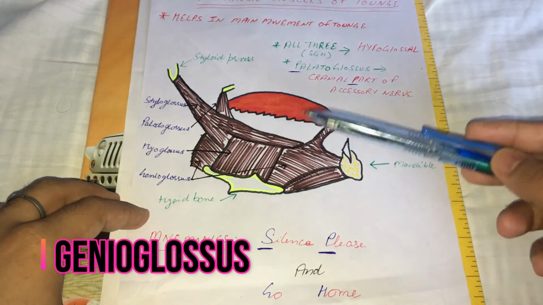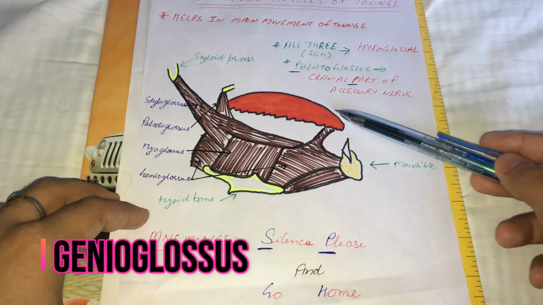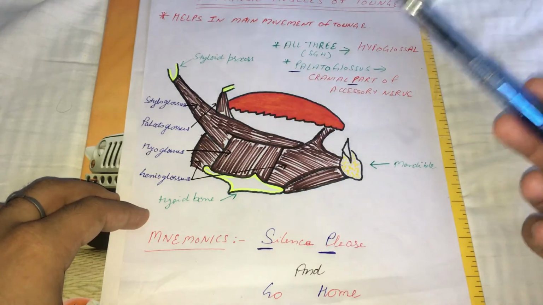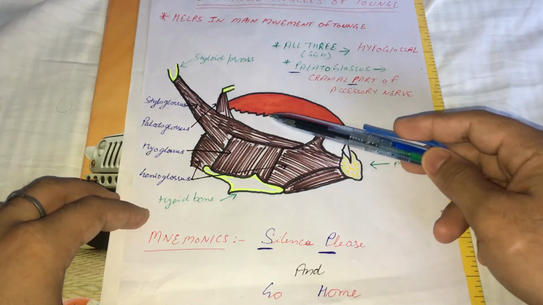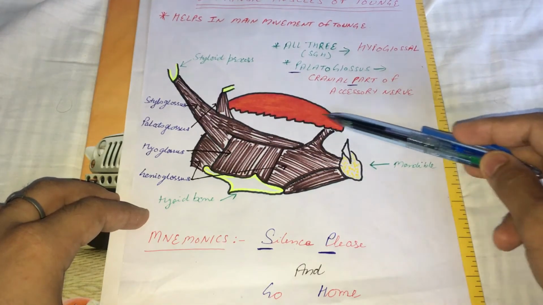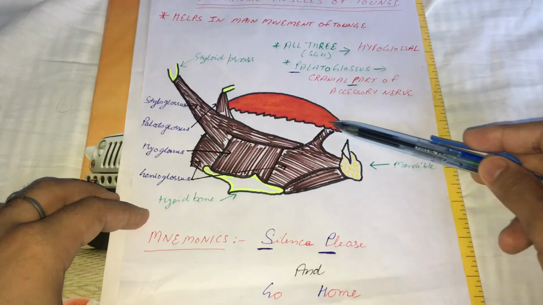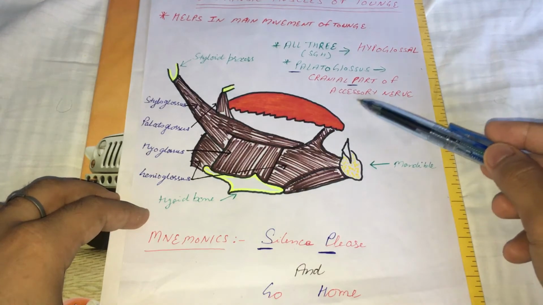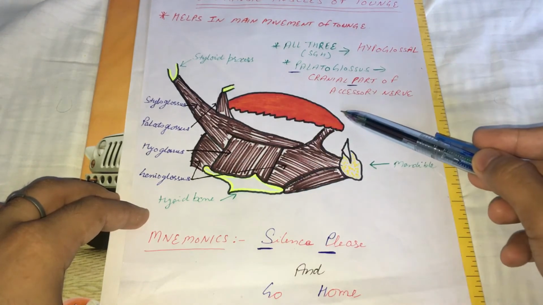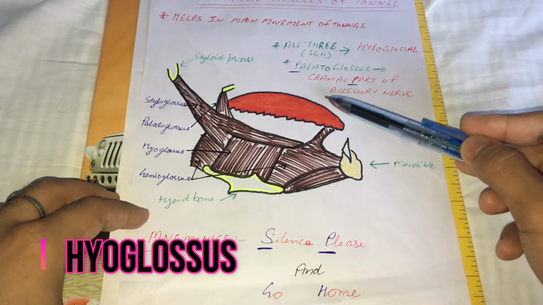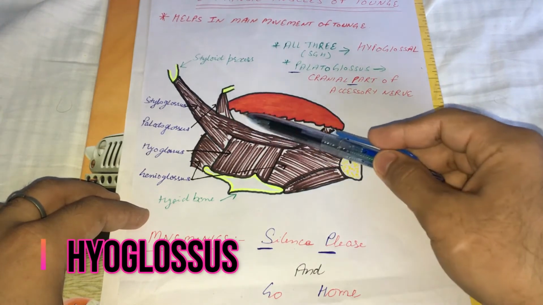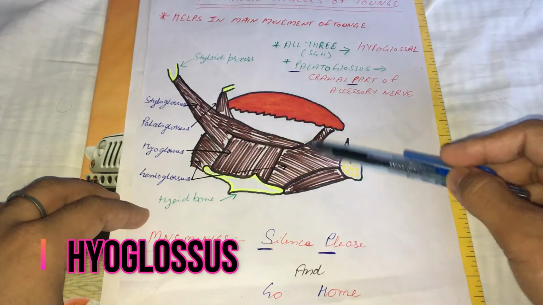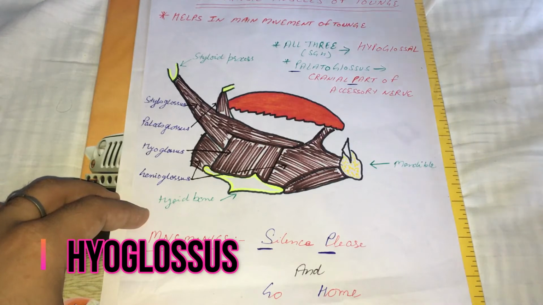Now coming to the action of genioglossus. The main function of genioglossus is that it prevents the tongue from falling back and obstructing respiration, and it also helps the tongue protrude out from the mouth. So that's why the genioglossus is also known as the safety muscle of the tongue.